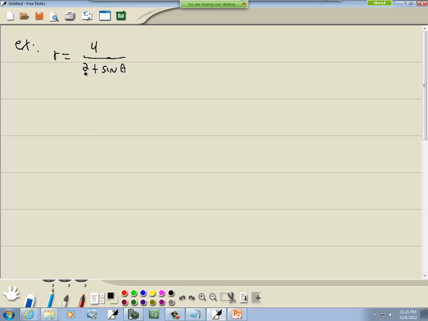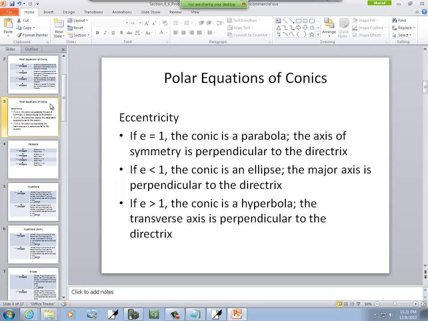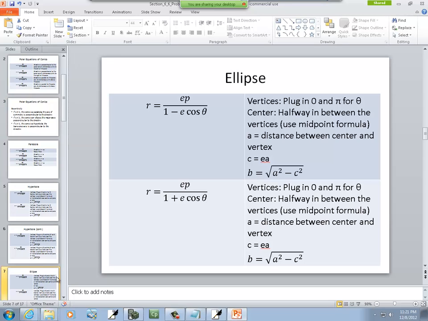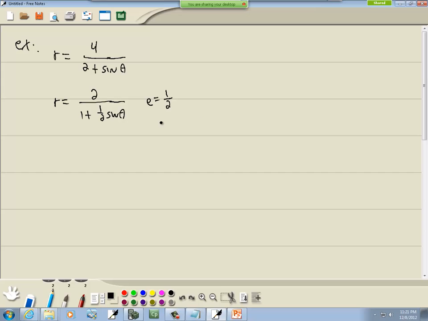Well, I want to divide everything. I need a 1 here, so I divide everything by 2. So we got r is equal to 2 over 1 plus 1/2 sine theta. Well, e is equal to 1/2, which if I come up here, e is less than 1, it's an ellipse. So that's why we're down here using these formulas. This is an ellipse.